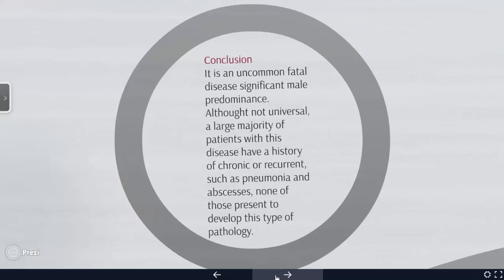Conclusion: this uncommon fatal disease significant may predominate, although not universal. A large majority of patients with this disease have a history of chronic or recurrent such as pneumonia and accesses. None of those present to develop this type of pathology.